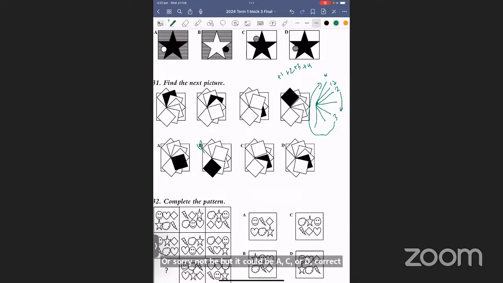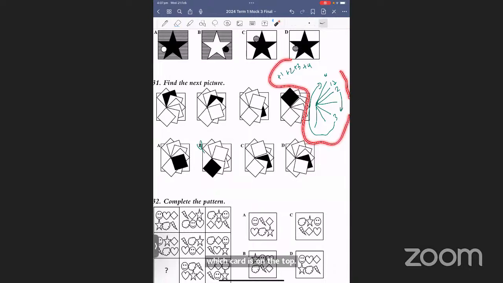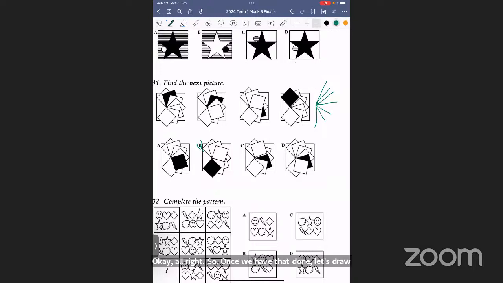All right. Now, let's map which card is on the very top. By the way, I'm going to rub this out, so I'll give about 10 seconds if anyone wants to take this. Okay. Once we have that done, let's draw the map of the card that's on the top. In the first image, Shanvi, it's here. In the next image, it's here. In the next image, it's here. And then it's here.